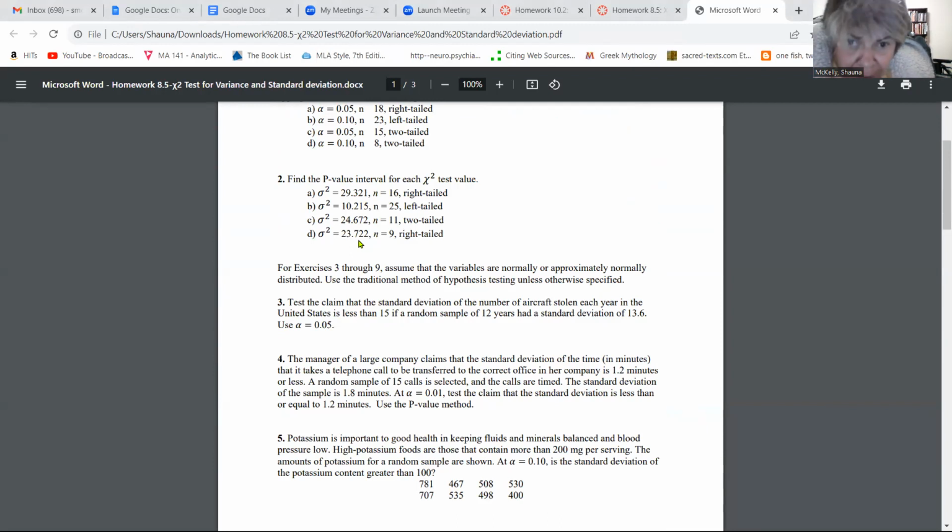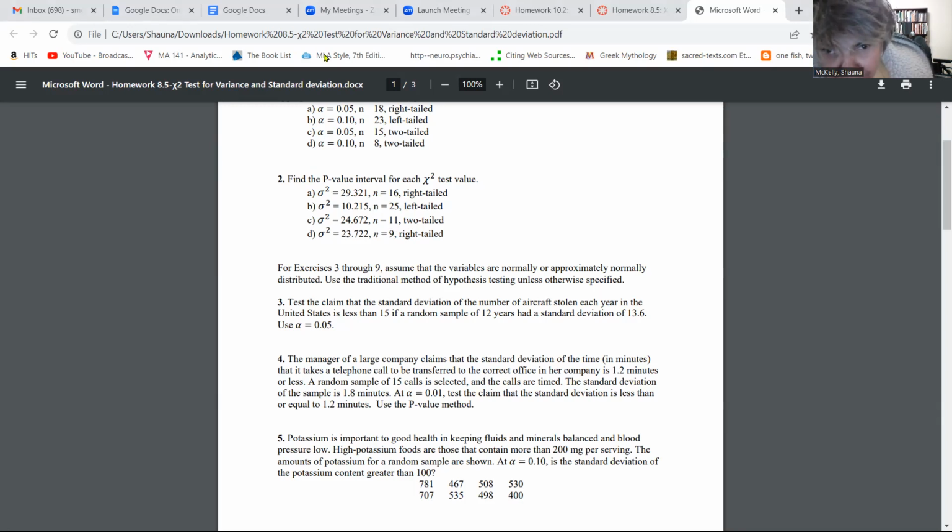So obviously we have to pay attention to what the chi-square, the sigma square is. We have to pay attention to n, and we have to pay attention to the tails, and I'll show you more about that in a minute. One thing to remember about the chi-square curve is that it is right skewed and it doesn't have negative numbers. So the first one here says sigma squared is 29.321, n is 16, right tail.